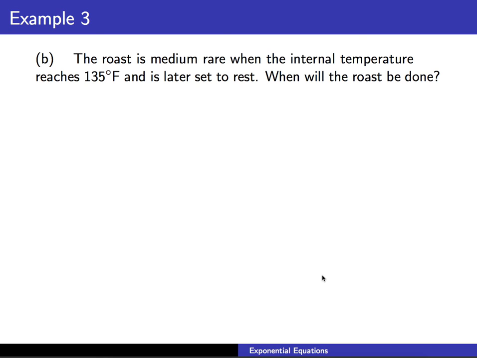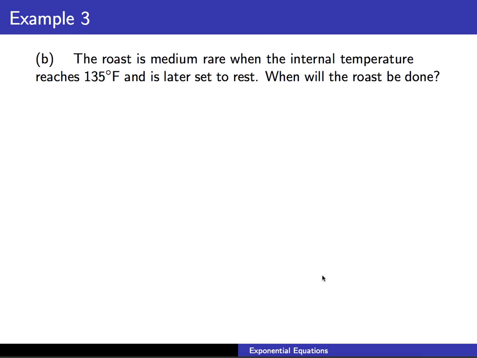So now part B. The roast is considered medium rare when its internal temperature reaches 135 degrees and is later set to rest. And it's set to rest to keep the juices from flowing out as you cut it, and also it'll cook a little bit longer, not too much. It might go up maybe 5, 10, even 15 degrees, depending on the temperature of the room you have it sitting in. But it will increase in temperature after it gets pulled out of the oven.